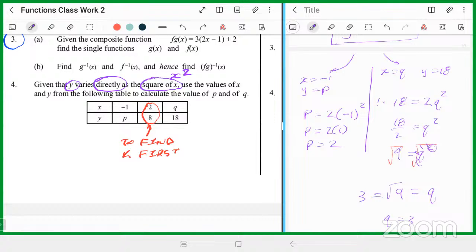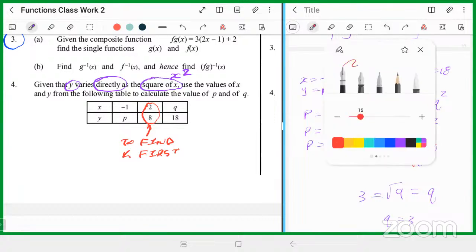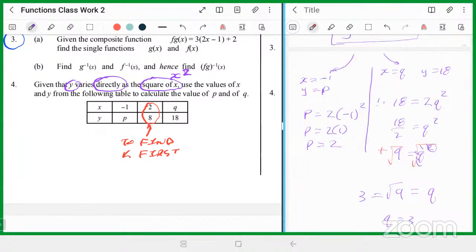That is it. Now look here, when we took the square root, normally we really should be considering plus or minus. So it could have been plus or minus 3. But based on this table, it's a direct variation, right? The Q has to be a value greater than the 2. That's why we couldn't use the negative. Remember that the y value is increasing, and so the x value must increase as well.